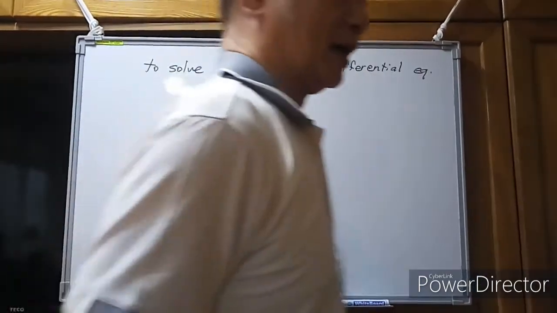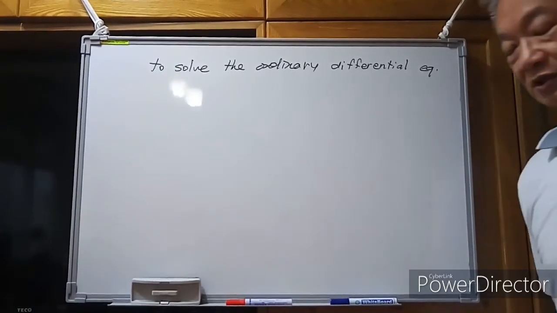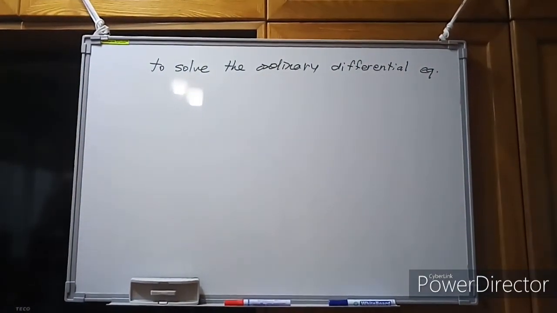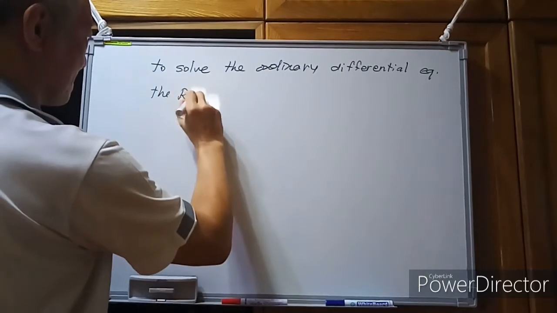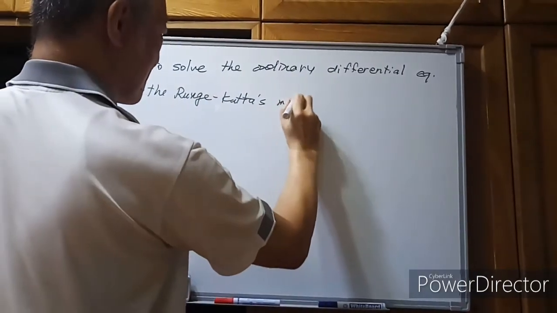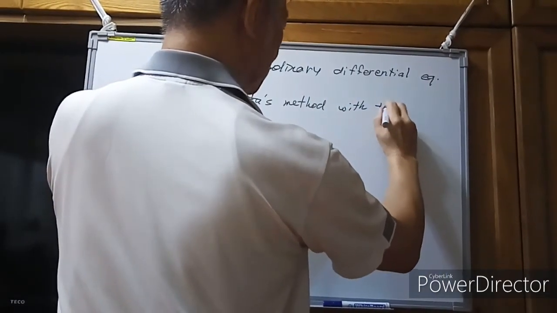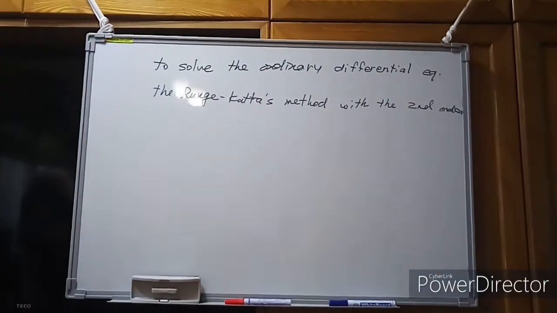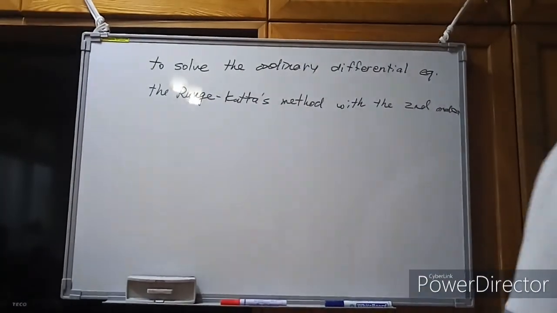Also we can use some other methods. In this case, the Runge-Kutta method, the second order Runge-Kutta method. For this method, we will use the slope at both ends.